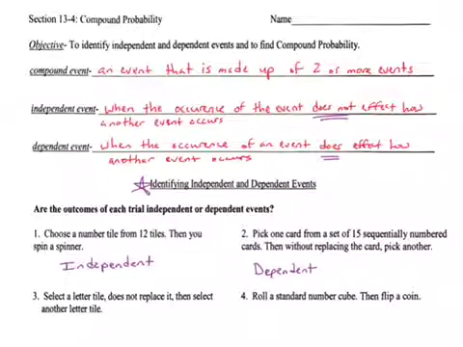Three, selecting a letter tile, you do not replace it, then you select another letter tile. Well, just like the cards in part 2, we're changing the probability or the possible values in the second choice. So this is dependent again. The first event changes or affects how the second event occurs. And then roll a standard number cube, then flip a coin. These are two different objects, so they're not actually impacting each other. So independent.